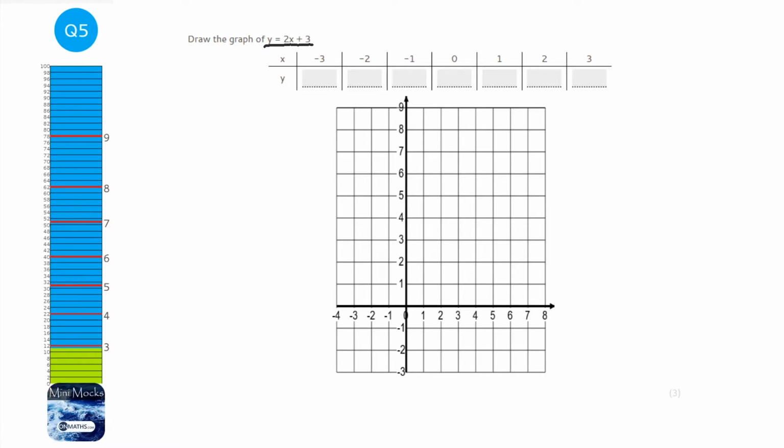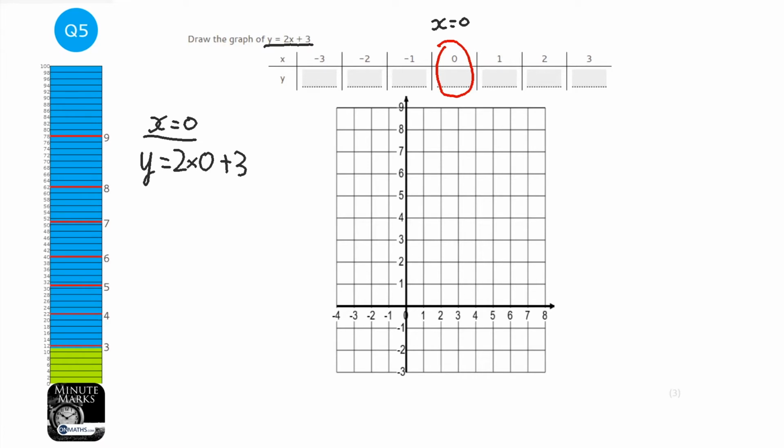The first number I'm going to start with is 0, and this, what I'm circling now, is going to be a coordinate to plot on our graph. So the top number, the 0, is the x, so this is when x equals 0. And what I'm going to do is feed that into my equation. So when x equals 0, y equals 2 times x, so 2 times 0 plus 3. 2 times 0 is just 0, so y equals 3. Now you don't need to do this working out for every single number, but I'm just doing it to show you how I'm getting to the y.